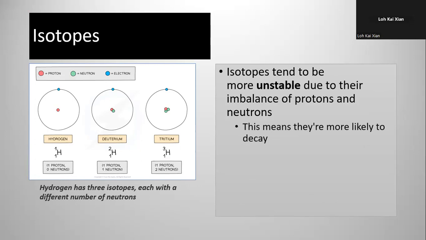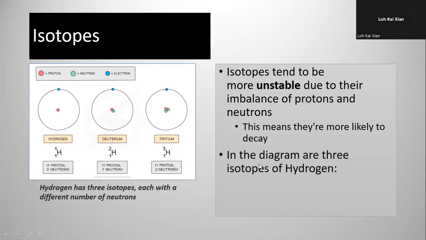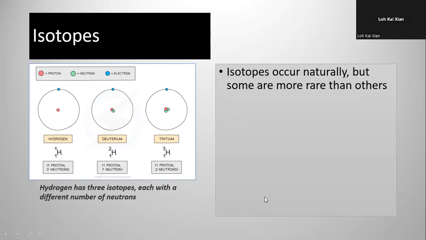Isotopes tend to be more unstable due to imbalance of proton and neutron. Right? If you have too many protons or too many neutrons, they can be unstable. Right? This is stable. This is stable. This also is stable. Tritium is less stable. Right? These are isotopes of hydrogen.